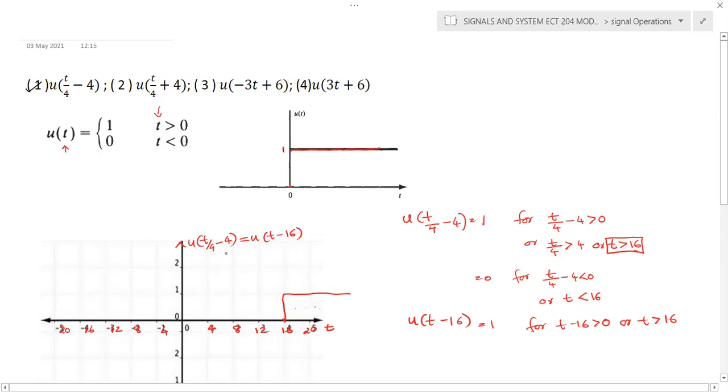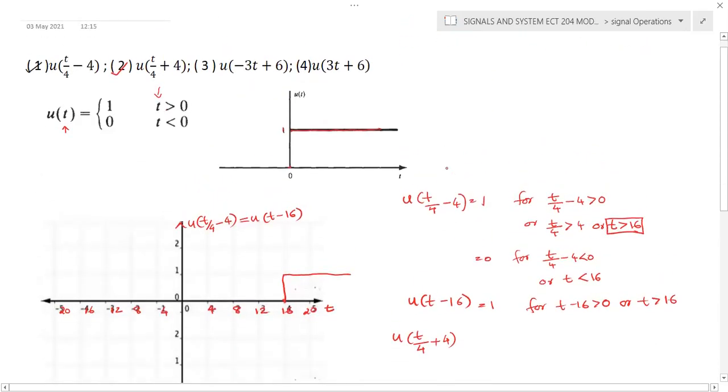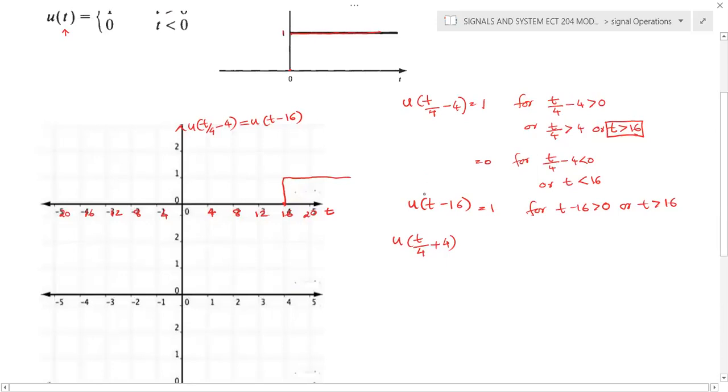Now we'll try the second question, u of t by 4 plus 4.